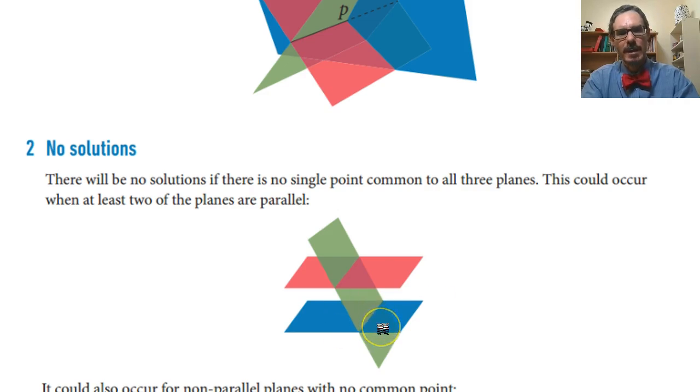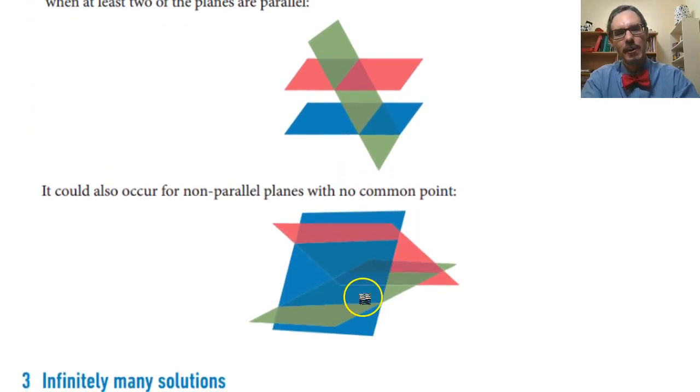There's another way of having this. I can have each pair of planes intersecting in a line, but those lines where they intersect might themselves be parallel. So I can have non-parallel planes that still have no common point. This is still inconsistent.